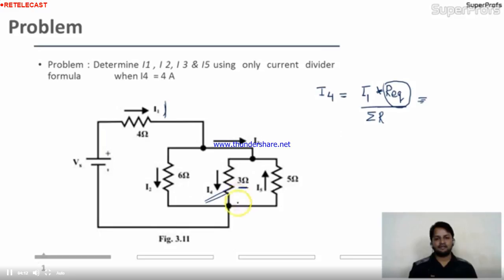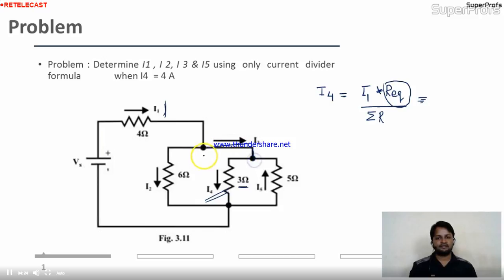Opposite branch, except this 3, the 6 and 5, are they connected in parallel or not? They are parallel connected branches or not? Tell me. The starting point is the same. Nothing is here, so this point A and this point, these 2 points are the same points. So 6 and 5 are connected in parallel. So I4 is nothing but I1 times 6 connected parallel with 5, divided by R1. What is the R1? 3 plus 6 connected with 5. This is the equivalent of this 6 and 5. Is it okay to you people?